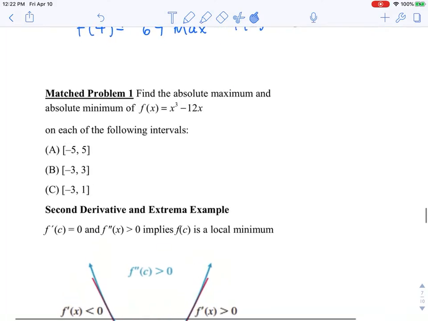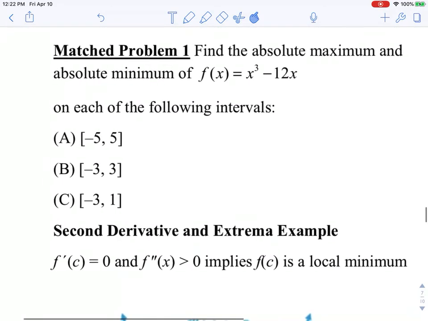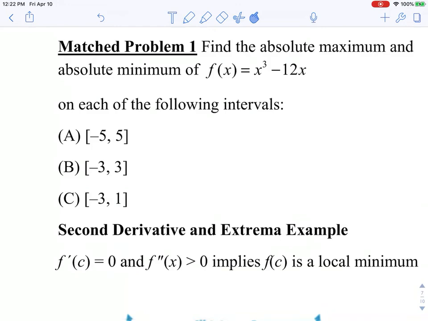Okay, so you try match problem number 1, and I'll leave it up here for just a few seconds so that you can see the problems.